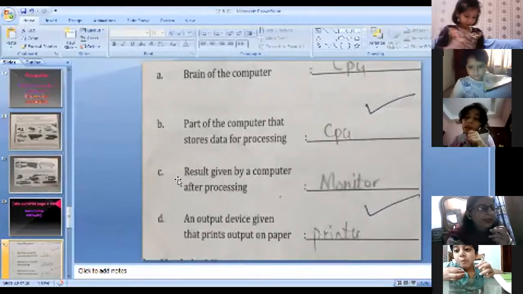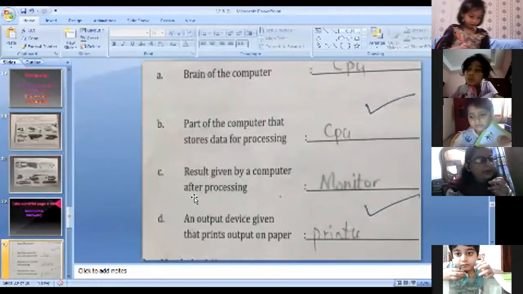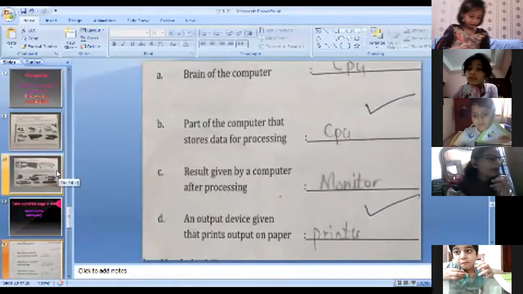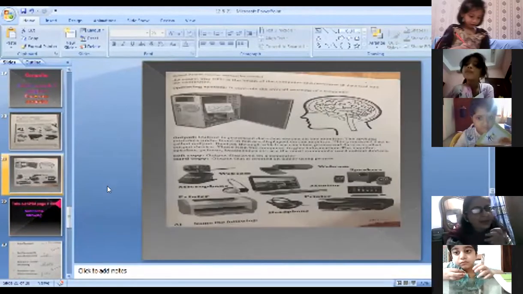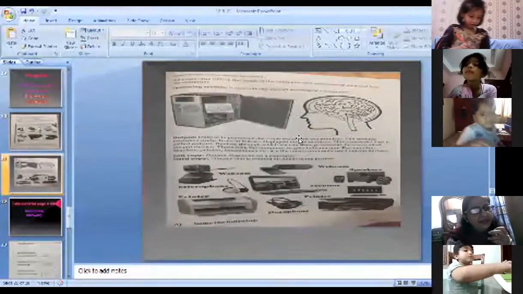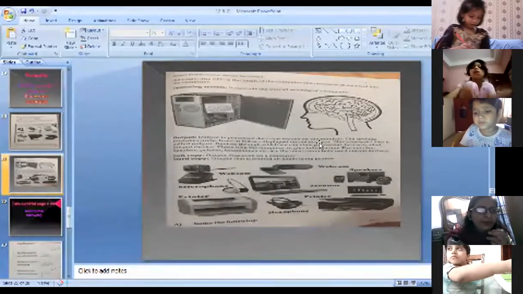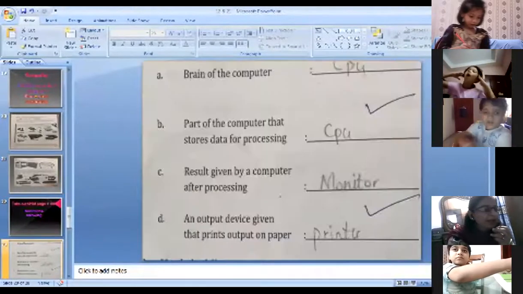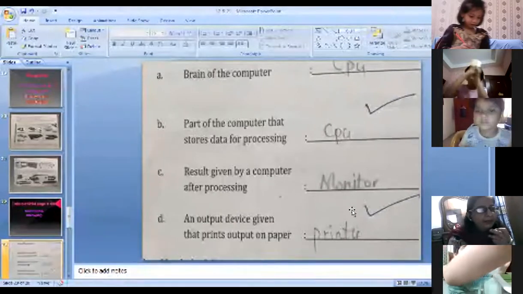Okay. Now next, C, result given by a computer after processing. Who gives us the result after processing? Now look at this page. Output is processed data that we see on the monitor. So what do we write here? Monitor. You write here monitor. Part C.